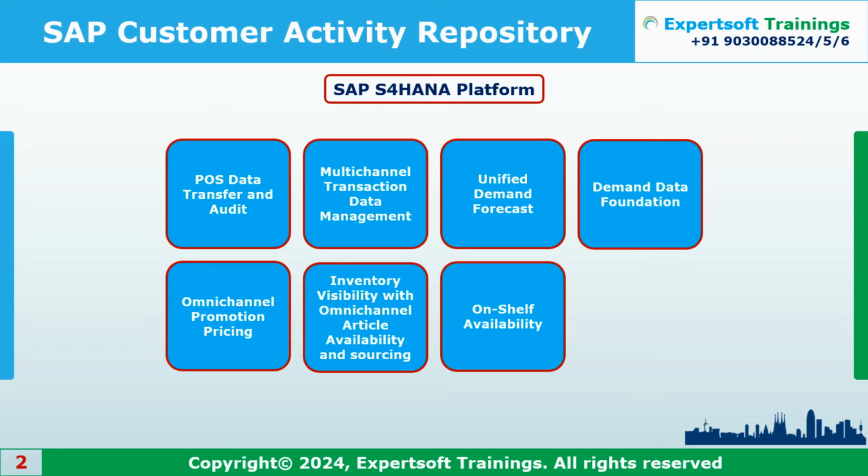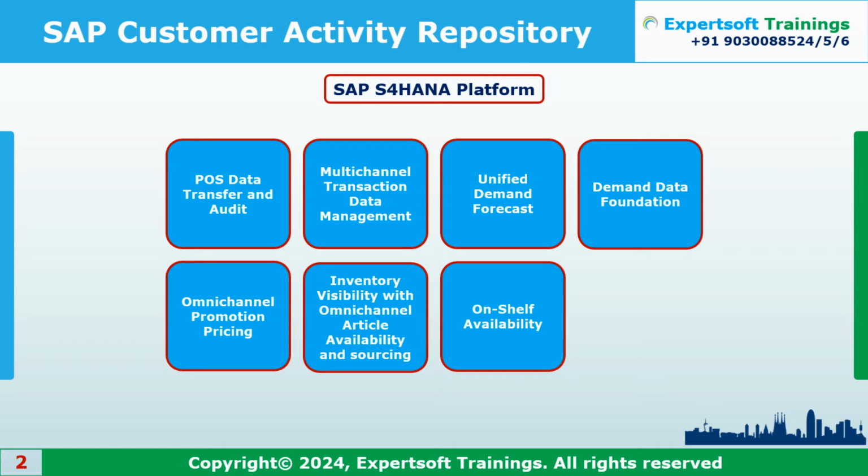So essentially, unified demand forecast and demand data foundation are part of the same component. Demand data foundation is essentially the data that is required to perform forecasting. You have your product data, your location data, demand influencing factors, and season data in the case of fashion. So all that data, how do we get it to a data platform that is called demand data foundation? And once the data is there, how do we run a forecast? That came with UDF, Unified Demand Forecast.